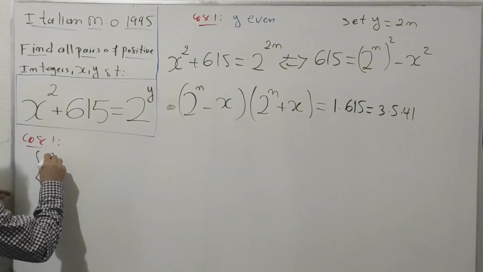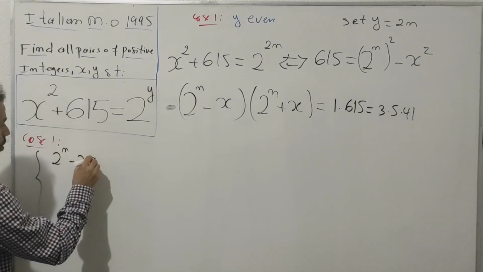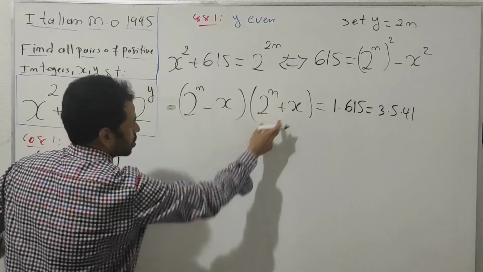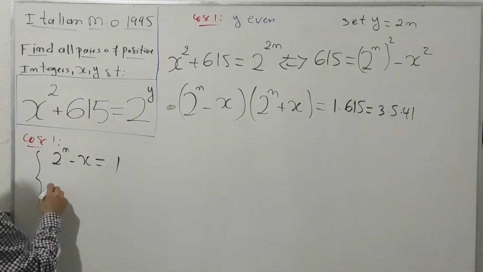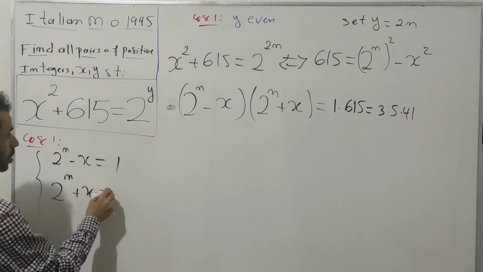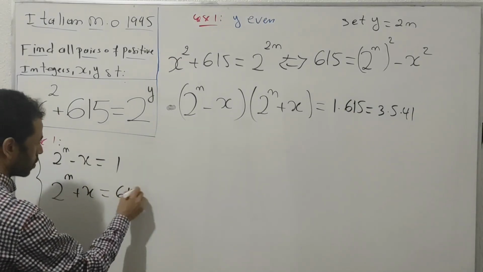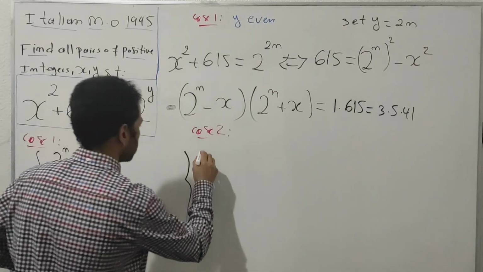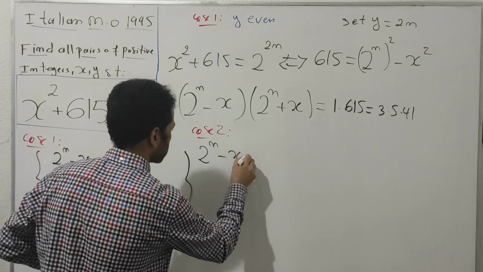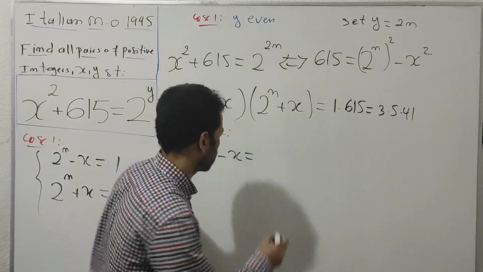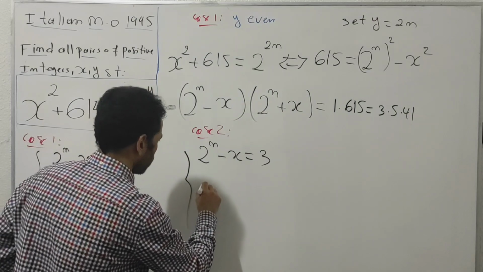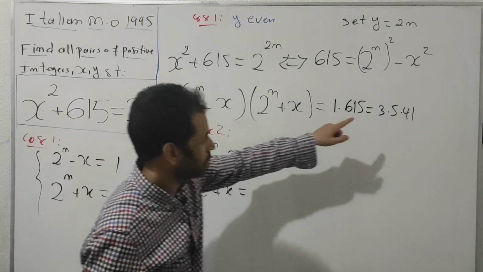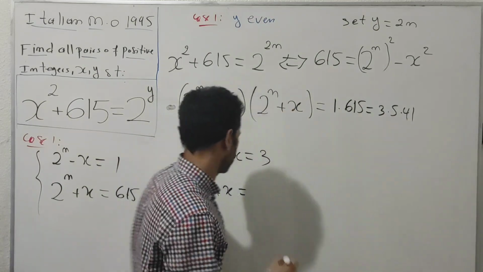So for case number 1, I will have 2 to the n minus x taking the first possibility, number 1. This one is taking the maximum number. We will take 2 to the n plus x equals 615. For the second case, case number 2, we will have 2 to the n minus x taking number 3 as the small number, and 2 to the n plus x taking 5 multiplied by 41, which is 205.